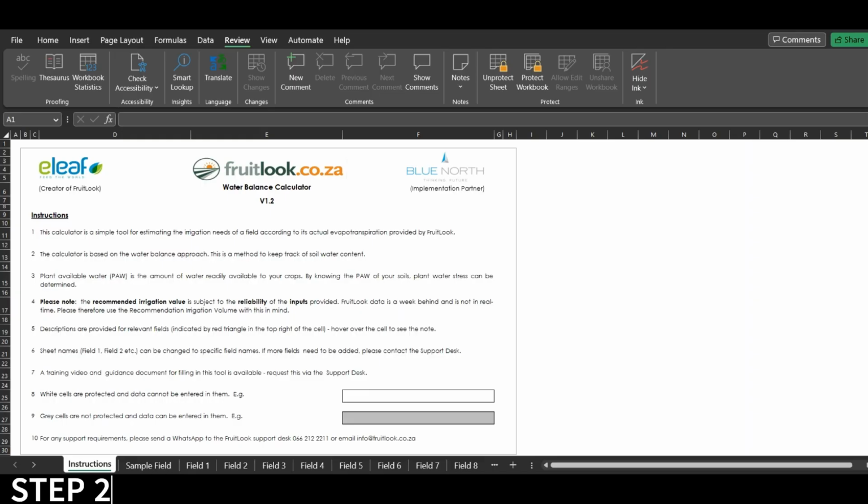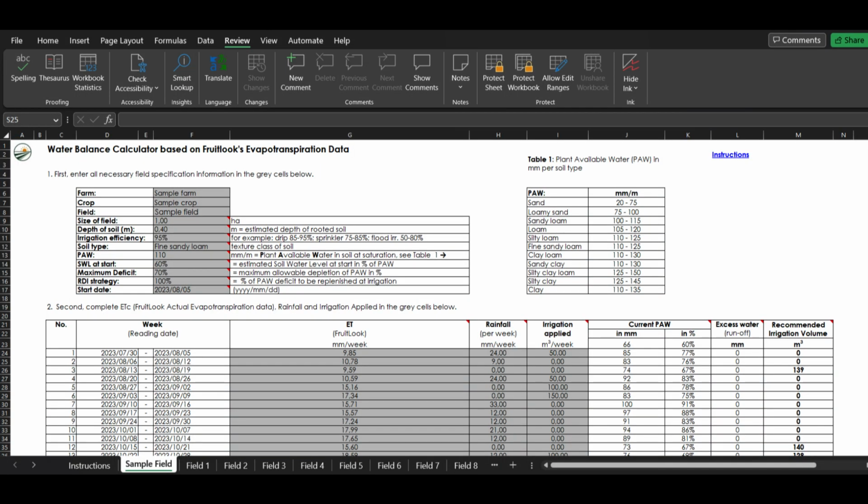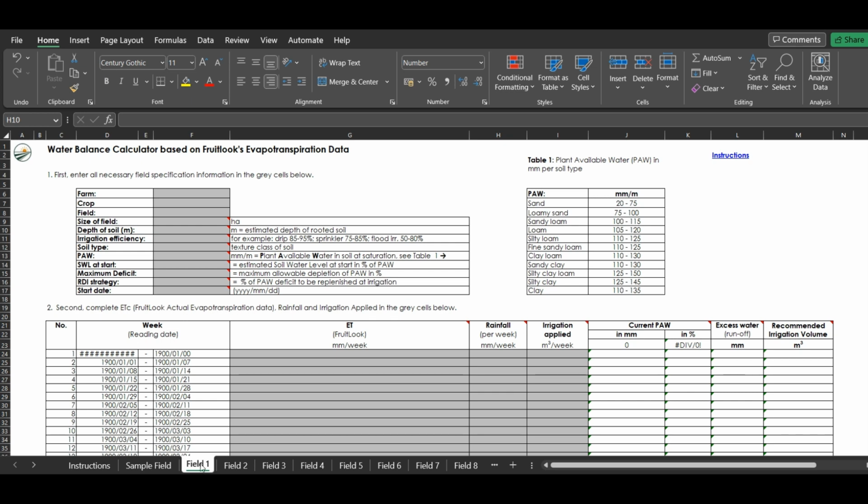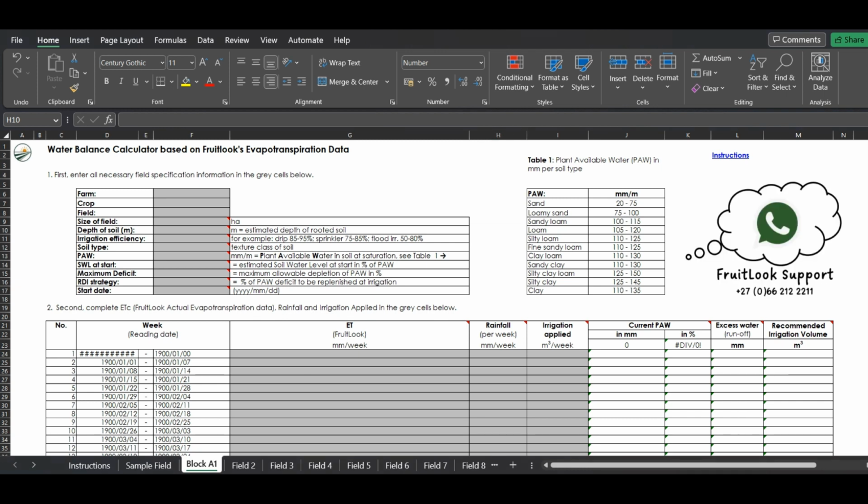Step 2. Open the calculator with Excel. Make sure to read the instructions and check out the sample field. You will see that the workbook contains 10 worksheets. Use a worksheet for each field and name it appropriately by double-clicking the Sheet tab and typing the new field name. If you have more than 10 fields, contact the support desk for assistance.